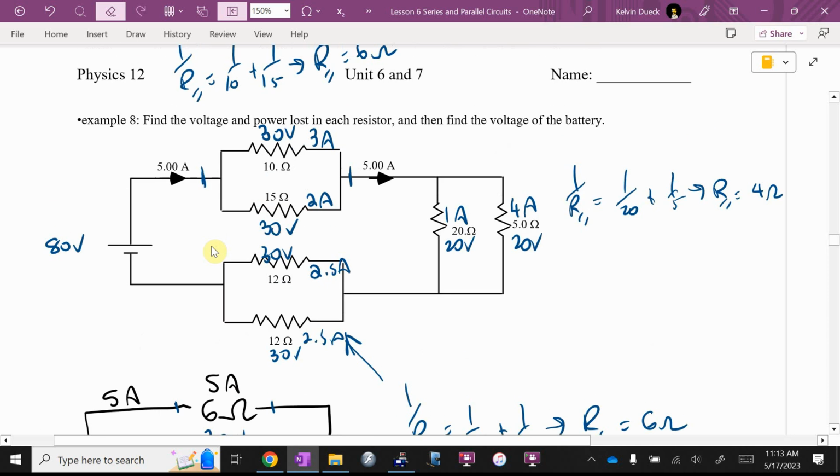It also asks for the power lost. Do me a favor, just cross that out. I can't fit it on the diagram, but could you calculate the power in any resistor that I asked you to? V times I, or I squared R, or V squared over R, and you're good.